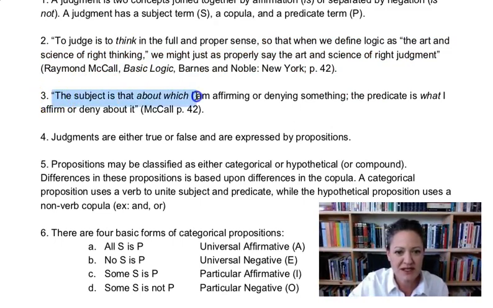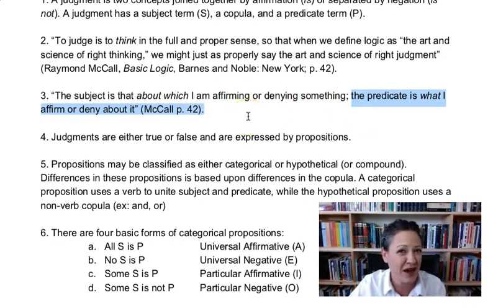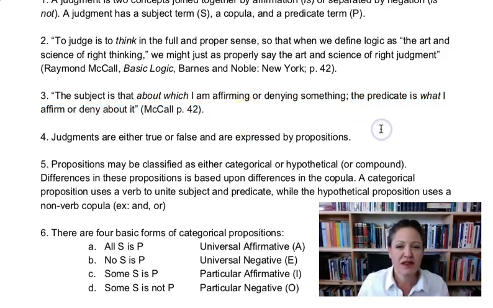Okay, a little bit about the subject and the predicate now. The subject is that about which I am affirming or denying something. The predicate is what I affirm or deny about it. The dog is brown. Okay, so the dog is that about which I'm affirming or denying its brownness. Okay, the predicate is brown.